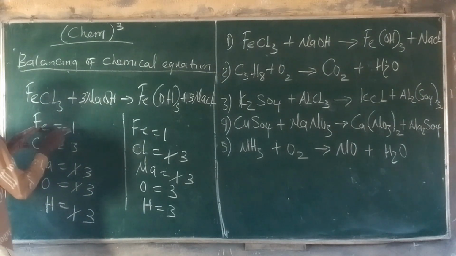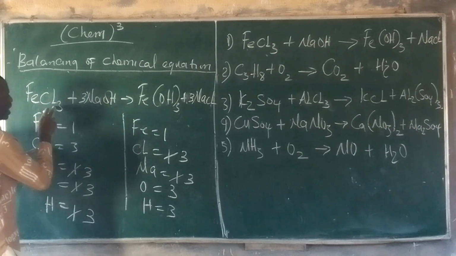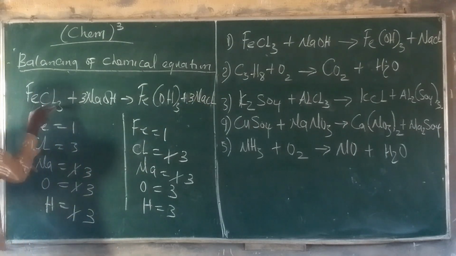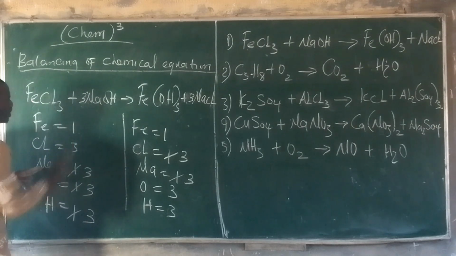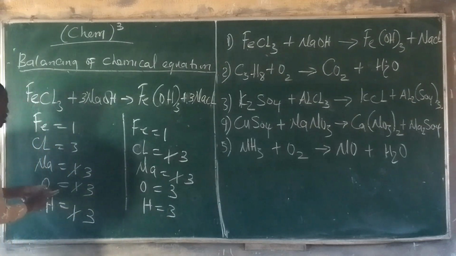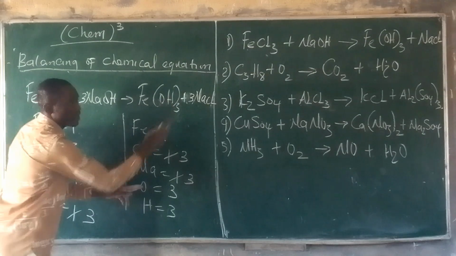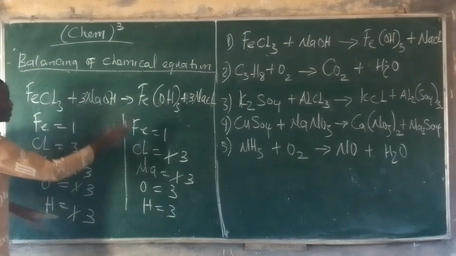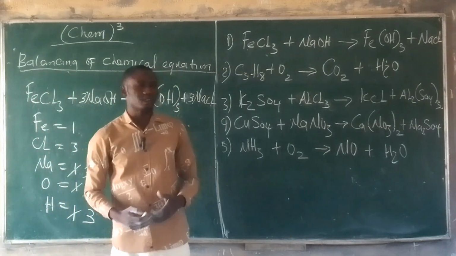We have that iron is 1, iron is 1. Chlorine is 3. Over here, chlorine is 3. 3 times 1 is 3. Here, 1 times 3 is 3. Sodium is 3. Over there, sodium is 3. 3 times 1, 3. That's good. Oxygen is 3, 3 times 1 is 3. Oxygen over there, 3 times 1 is 3. Hydrogen is 3, 3 times 1 is 3, and 3 times 1 is 3. We can see that the equation is balanced.